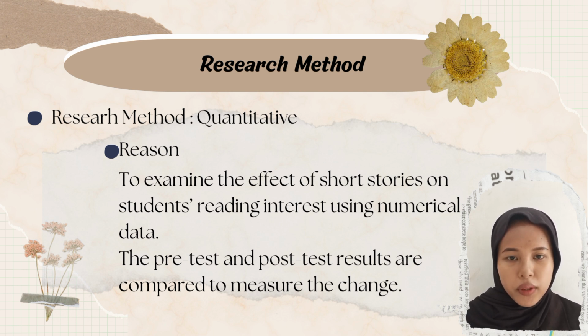The results will be presented in the form of numbers, such as scores from a reading interest questionnaire or results from a reading test. This method is useful when we want to compare data, such as whether students' interest increases after being exposed to a particular activity. It is also helpful to use graphs and tables to show patterns or trends in the data. I believe that this method is appropriate because it is simple, measurable, and objective.